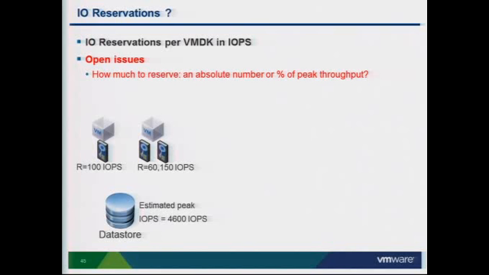The reservation can be done on a per VMDK basis or at the per VM basis. Is this something you would like to see? Would you like to control how much you want to reserve on the data store? Okay. And would you like an absolute setting there, or would it be okay to have a percentage of the peak, where peak is something that we estimate based on our stats?